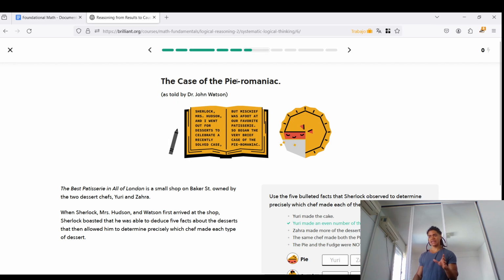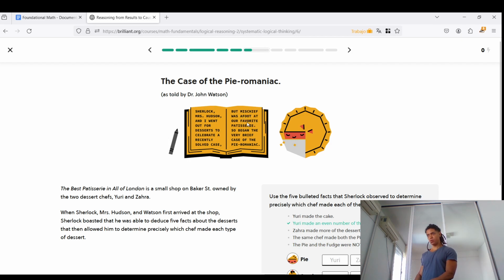So now we have the case of the pyromaniac. As told by Dr. John Watson: Sherlock and Mrs. Hudson and I went for our dessert to celebrate a recently solved case.